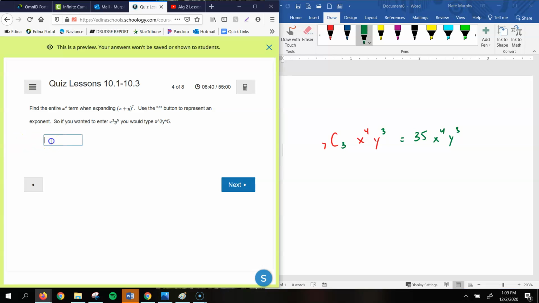So the way that we would type that in is we would type 35 x, then we have to use that caret button, and then 4, and then y, and then our caret button, 3. So even though it doesn't look pretty, that's the way we would type it in.